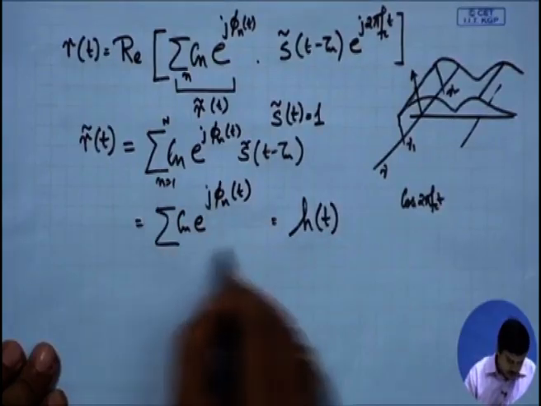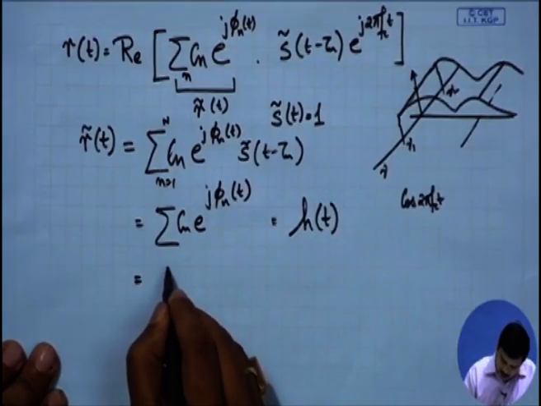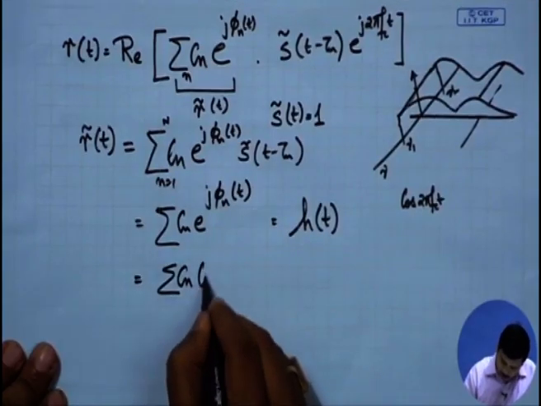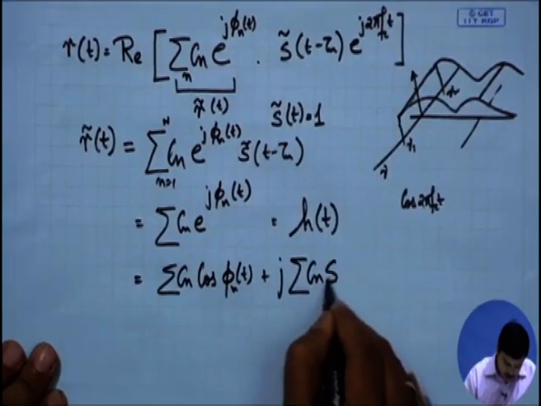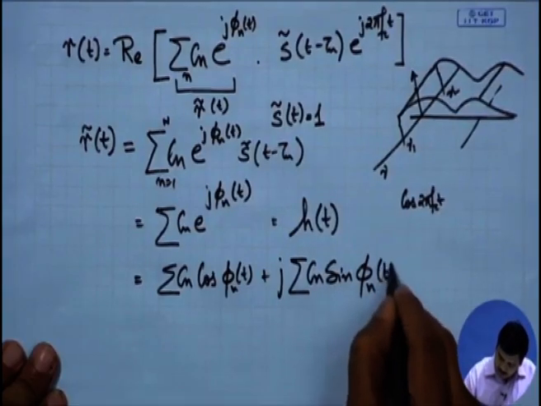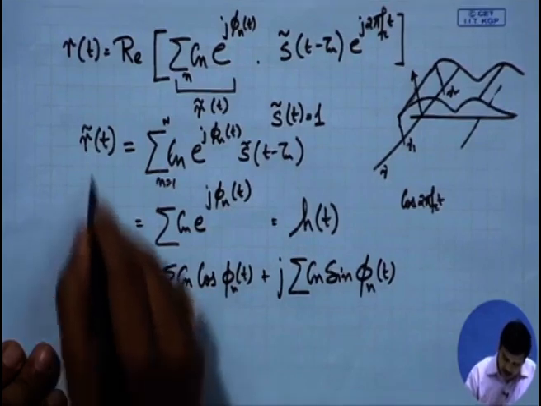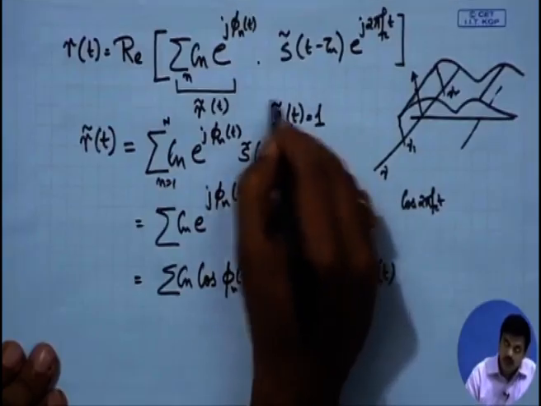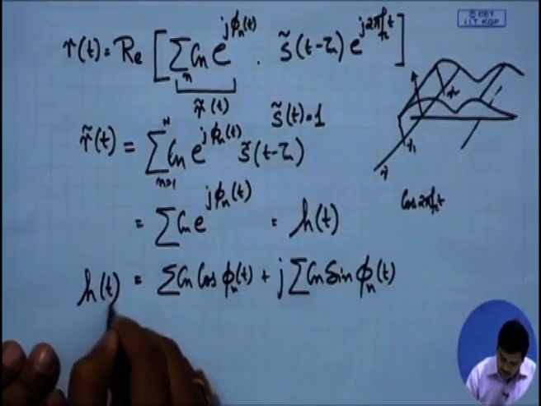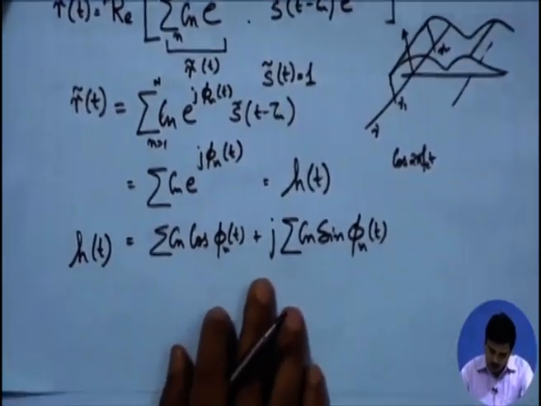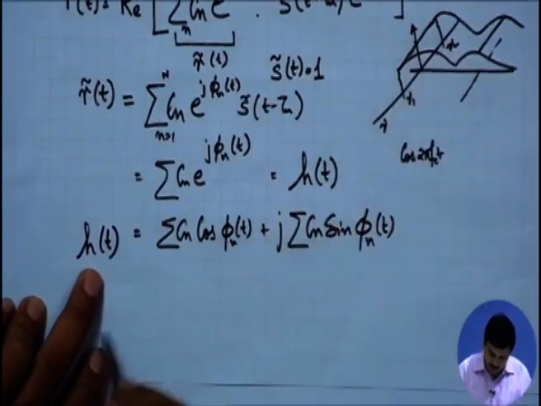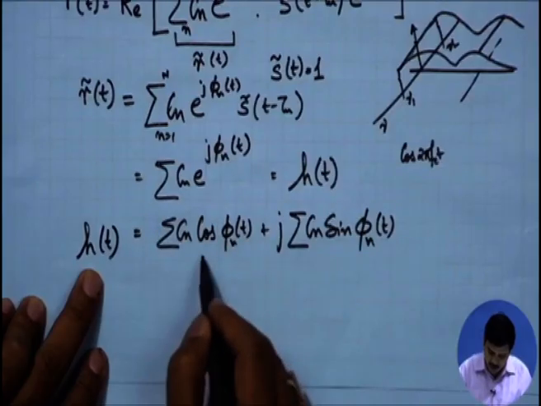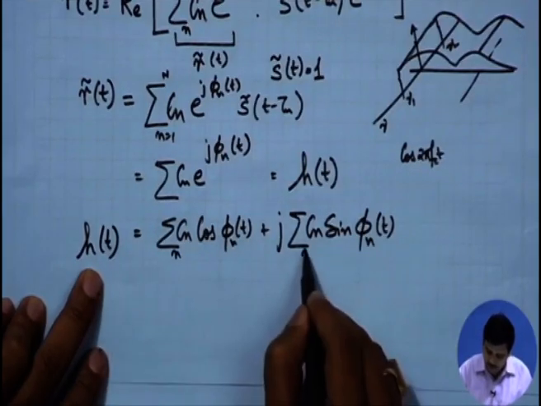If we look at this part, we could write this as sum over C_n cos phi_n of t plus j sum over C_n sine of phi_n of t. Because we have taken s tilde equal to 1, instead of writing r tilde, we can write this as h of t. So, what we have as the channel impulse response, which is basically an impulse in our case, instead of a train of impulses, which gave rise to this flat fading, is a sum of sinusoids weighted by some coefficient C_n in both the real and imaginary parts.